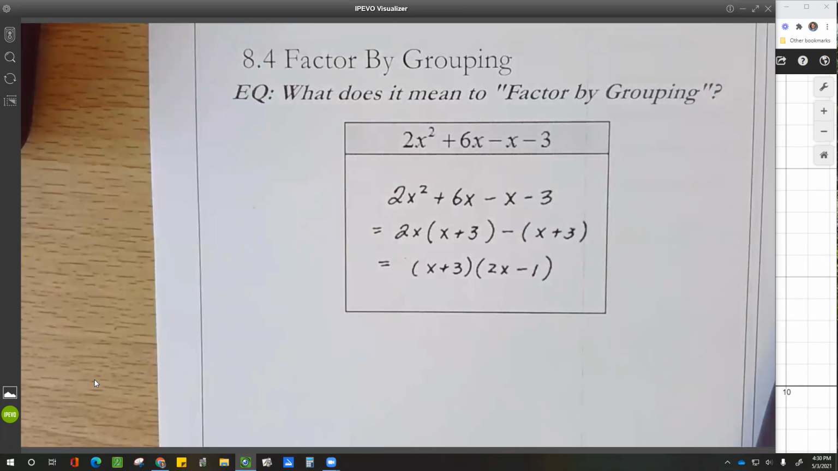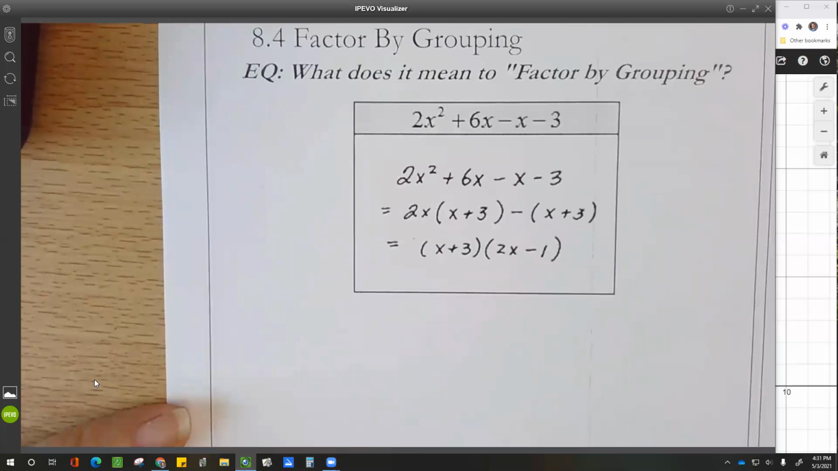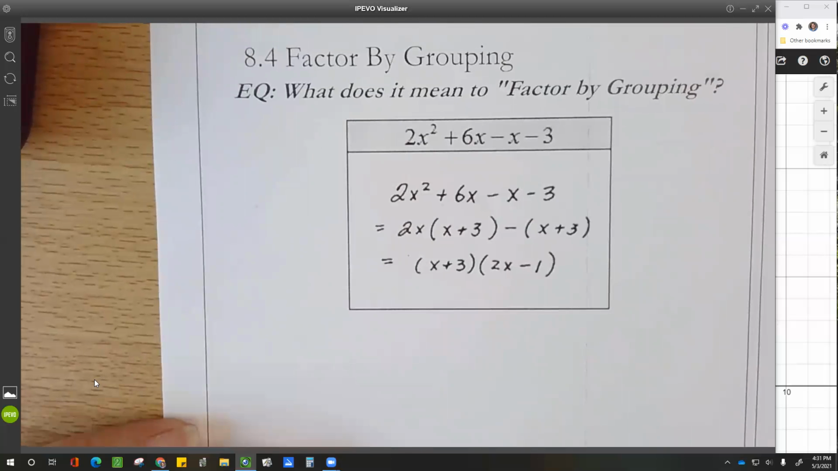I've had several questions about factoring by grouping. So I want to do a couple examples that have 4 terms and a couple examples that have 3 terms. And I'll also go over sums and differences of cubes.